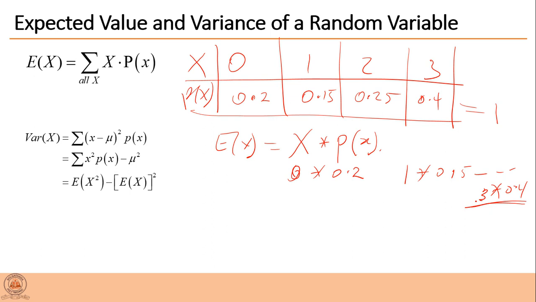So, what is the total expected value? We need to add all of them. Adding the four values will give us the expected value. So, basically, that is what the expected value of a random variable is all about.